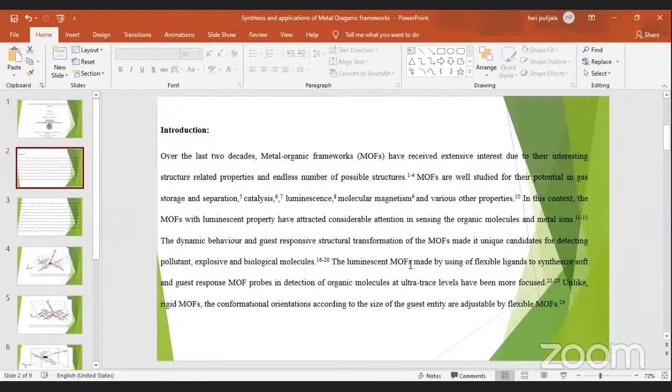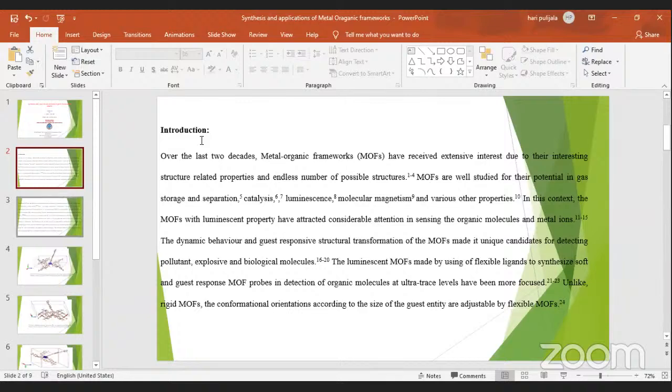My topic here is luminescent metal organic frameworks, made by using flexible ligands to synthesize soft and guest responsive metal organic frameworks. The probes in detection of organic molecules at ultra trace levels have been more focused. Unlike rigid metal organic frameworks, the conformational orientations according to the size of the guest entity are adjustable in flexible metal organic frameworks. Okay, ma'am.